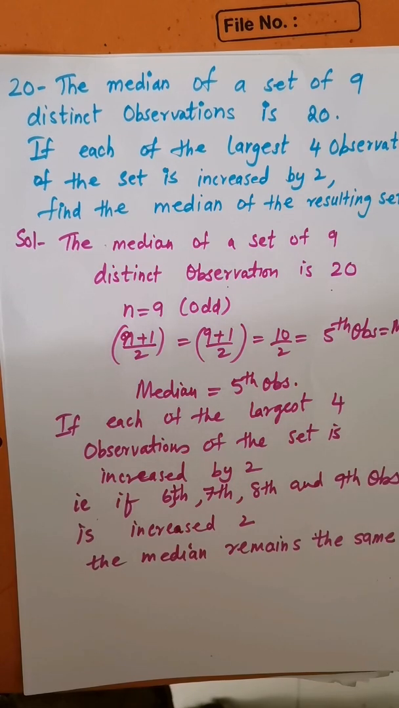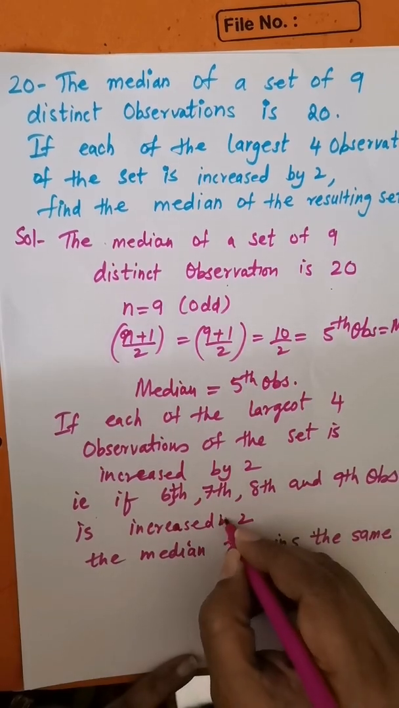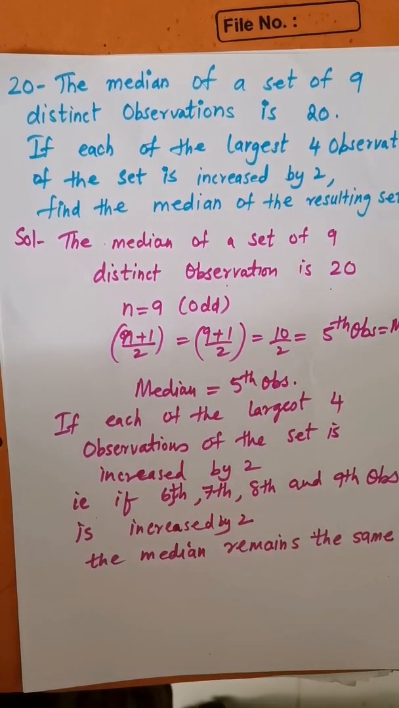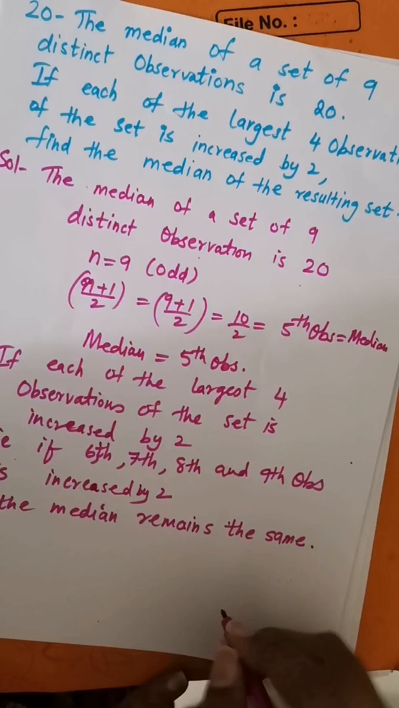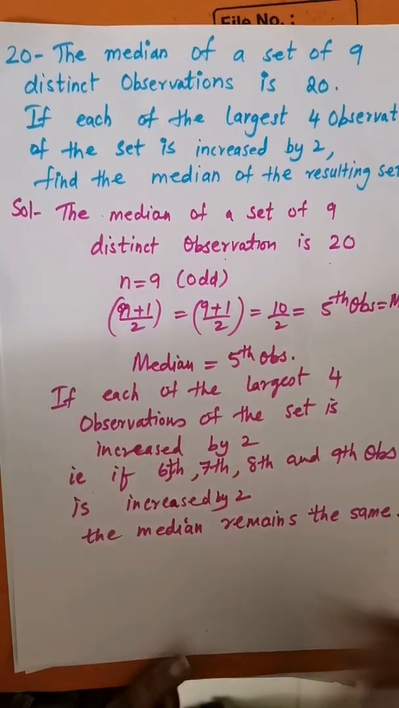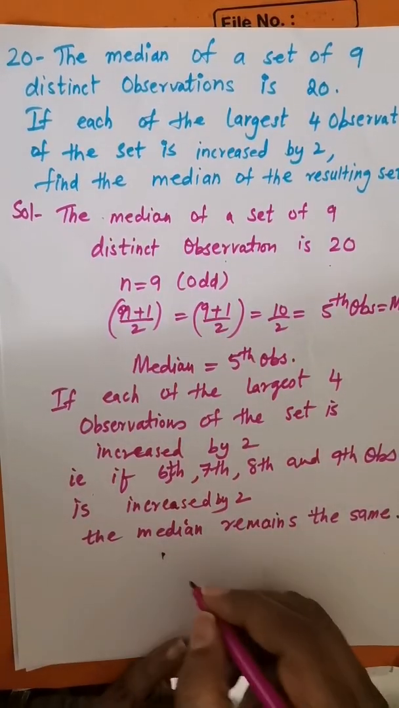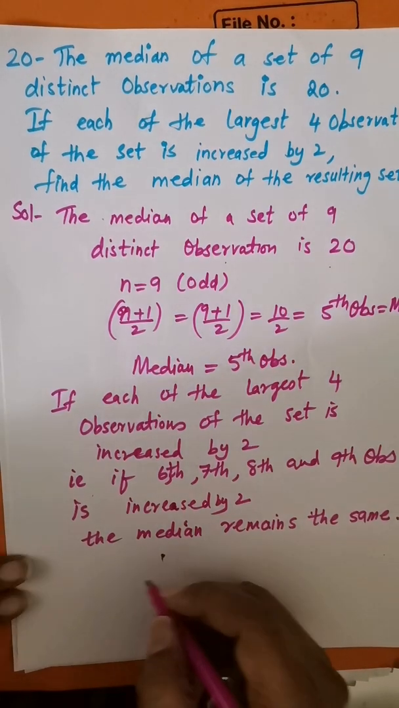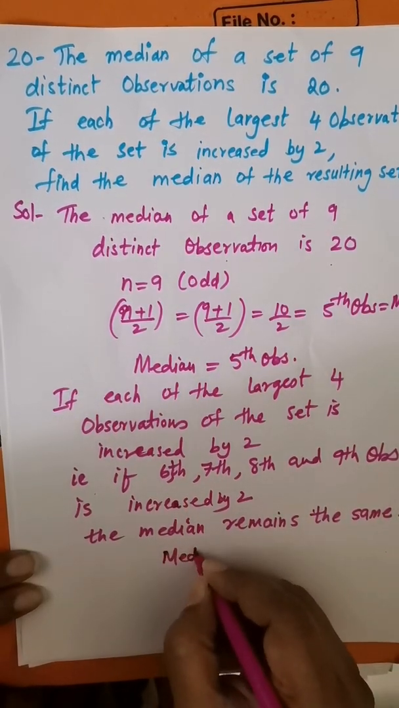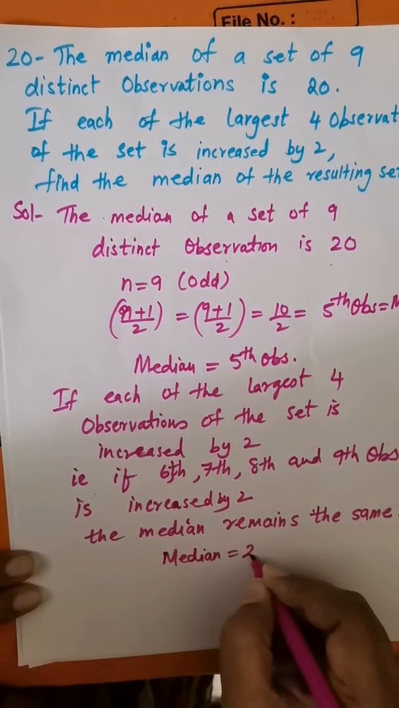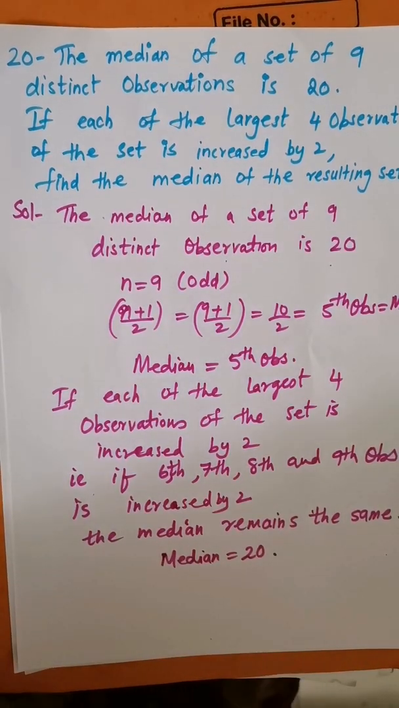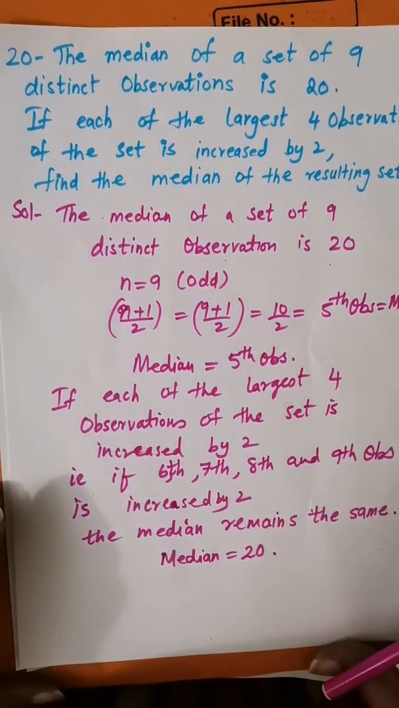Okay children, so if each of the largest 4 observations of the set is increased by 2, that is, if the 6th, 7th, 8th and 9th observations are increased by 2, the median remains the same. The median will be equal to 20 only. Fifth observation, 20 only.